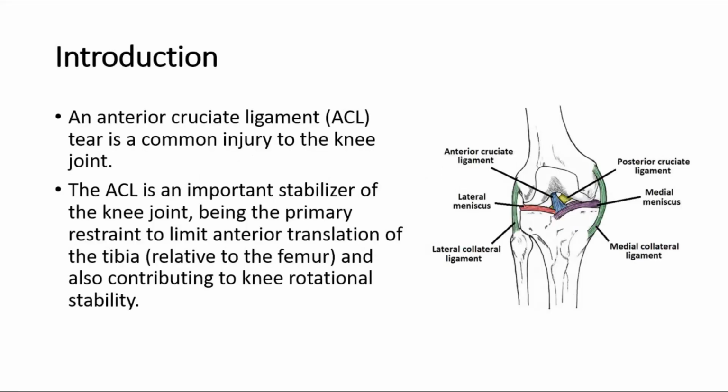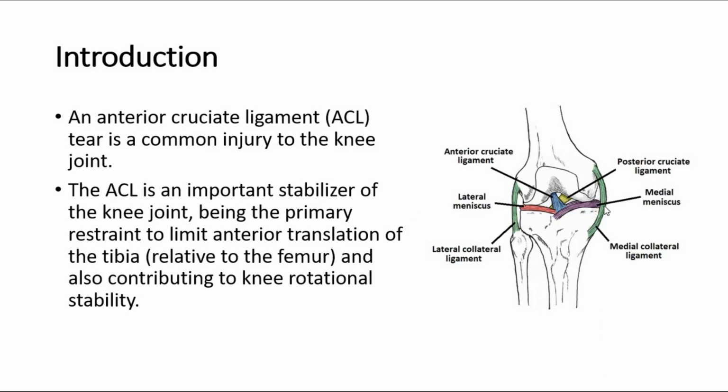This video is on anterior cruciate ligament tear. For introduction, an anterior cruciate ligament tear is a common injury to the knee joint. The ACL is an important stabilizer of the knee joint, being the primary restraint to limit anterior translation of the tibia, and also contributing to knee rotational stability.